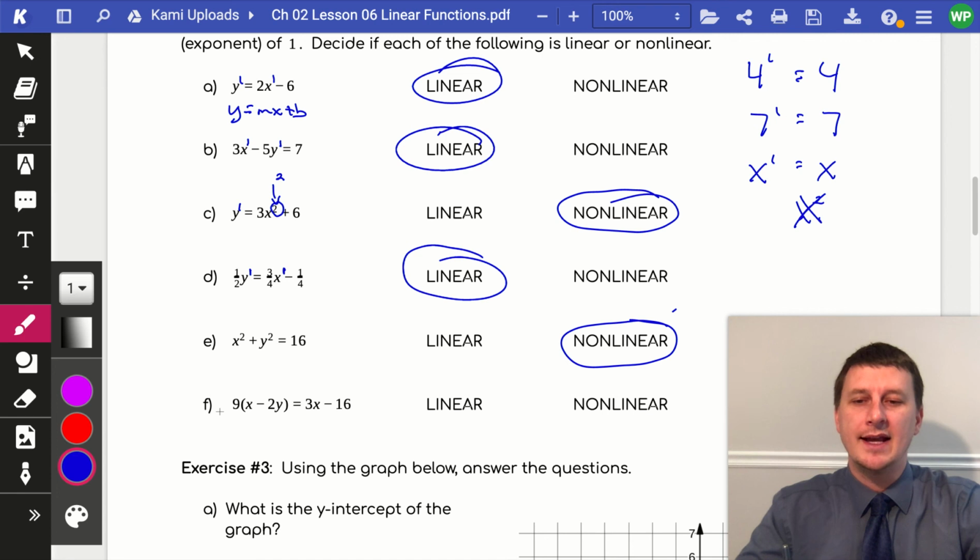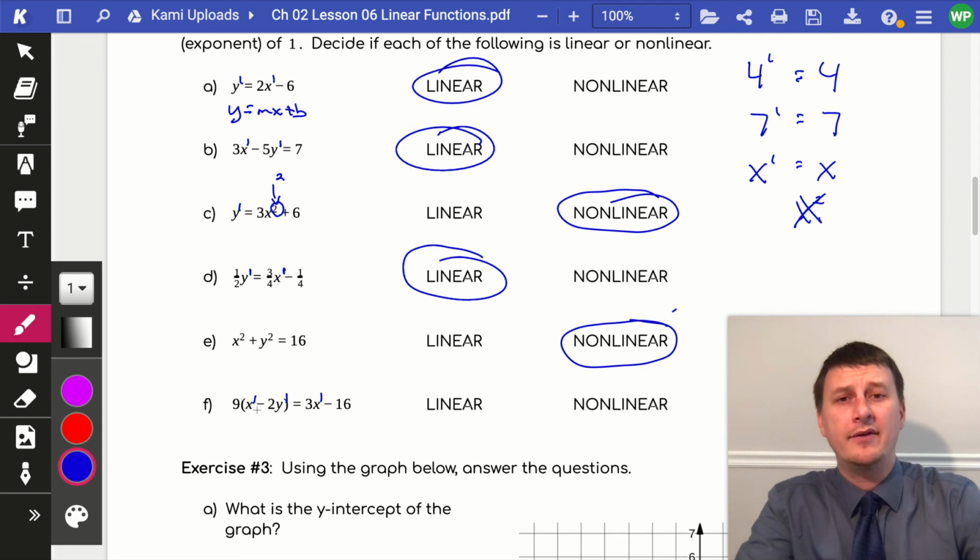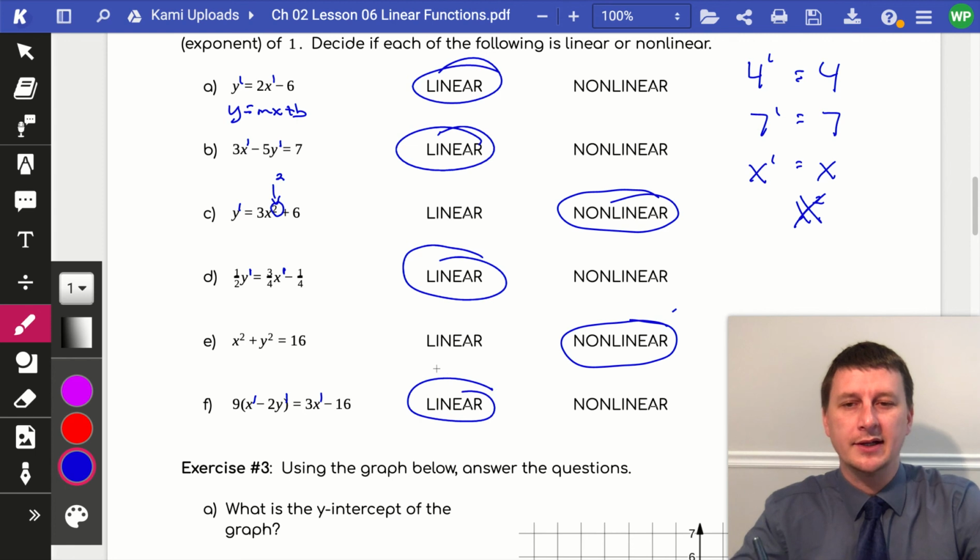And in this last one, we're going to look at our variables. We have a x exponent of 1, y exponent of 1, x exponent of 1. No matter how many x's you have in this equation, they are all separated by addition and subtraction, and they all have a highest exponent of 1. So guess what? That one there is linear.